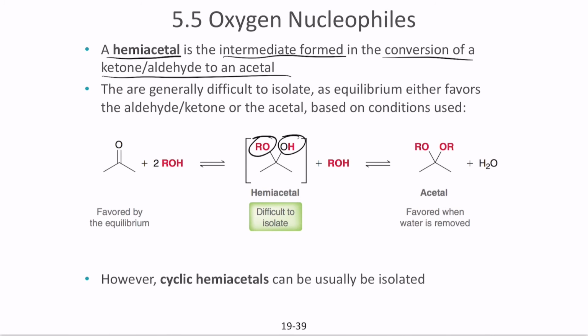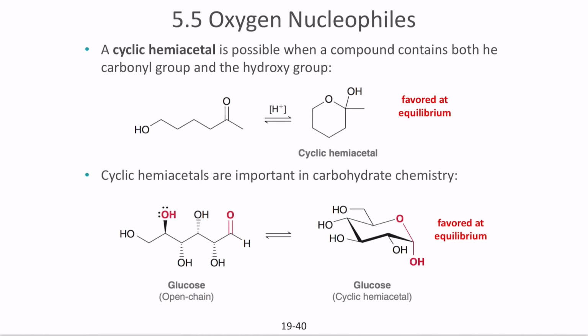Hemiacetals are really unstable. That's the reason why they are generally really difficult to isolate, because the equilibrium either favors the aldehyde or the acetal based on the conditions that we are using. So it either goes in this direction or in this direction. That's why we can't isolate them in general, but we can isolate cyclic hemiacetals.